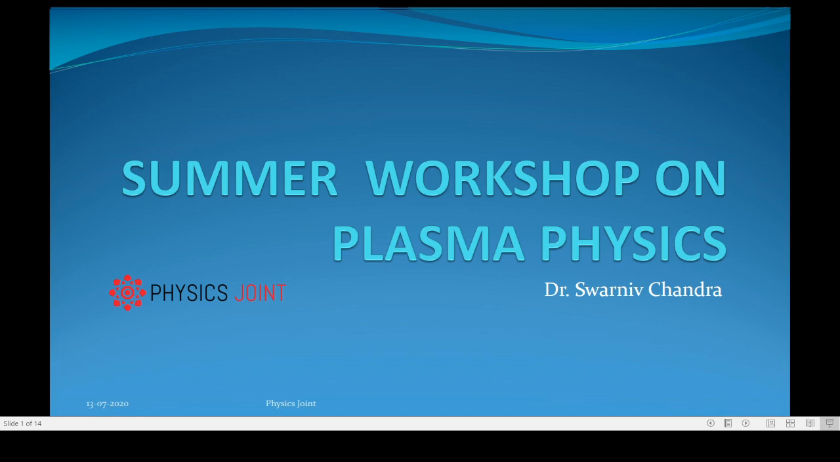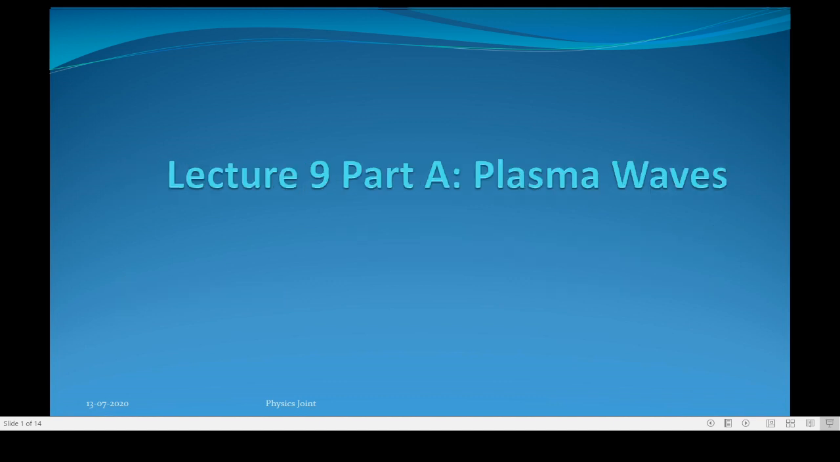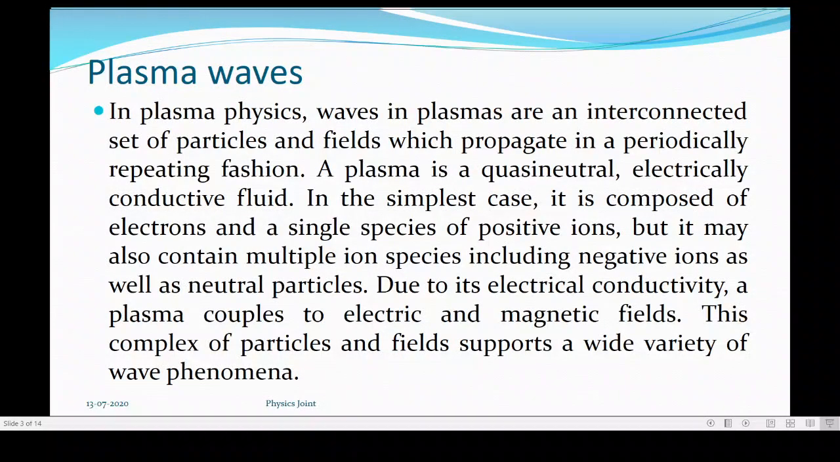So today we are on our ninth lecture, and we will be starting with our first part, that is plasma waves. So in plasma physics, waves or plasma waves are an interconnected set of particles and fields, of course, which propagate in a periodically repeating fashion. A plasma is therefore a quasi-neutral electrically conductive fluid. Quasi-neutral, we know this term. In the simplest case, it's composed of an electron and a single species of positive ions.